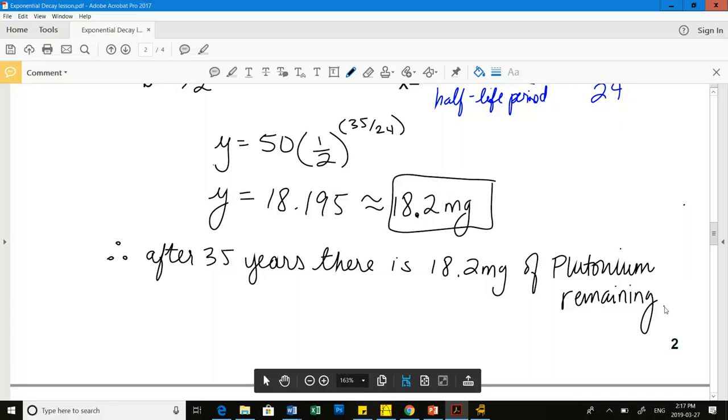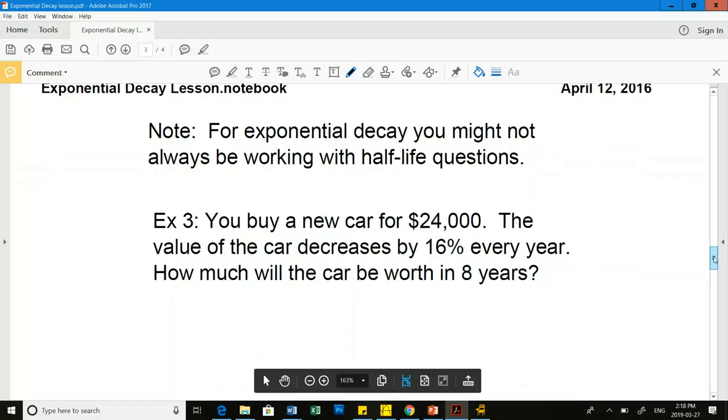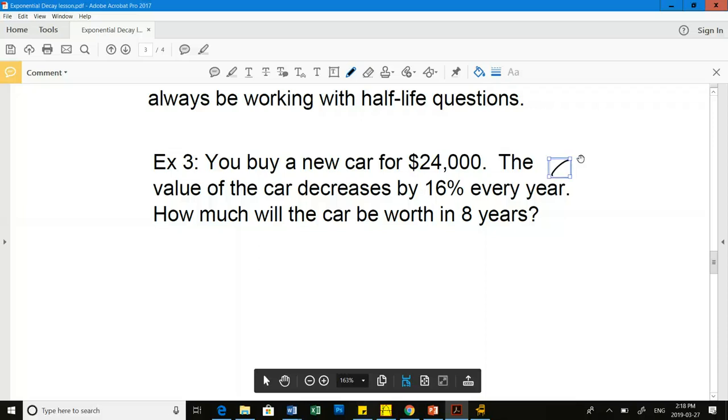Anything between 0 and 1 could be 0.75, could be 0.5, like these questions, any number that you can think of between there. Okay, so yesterday we talked about, and you also had in your homework, growth by a percent. And we also talked about decay by a percent. So for instance, in this scenario, you're buying a new car and the car decreases in value by 16% every year. We want to know how much value remains in 8 years.